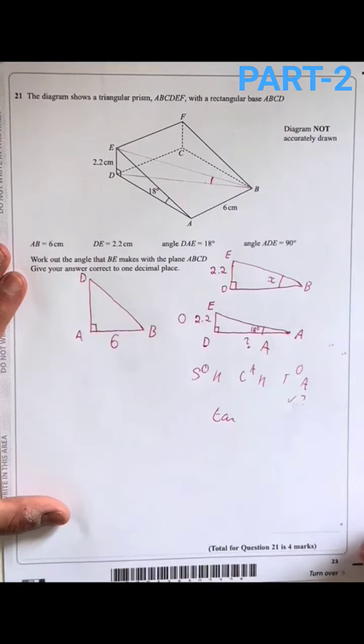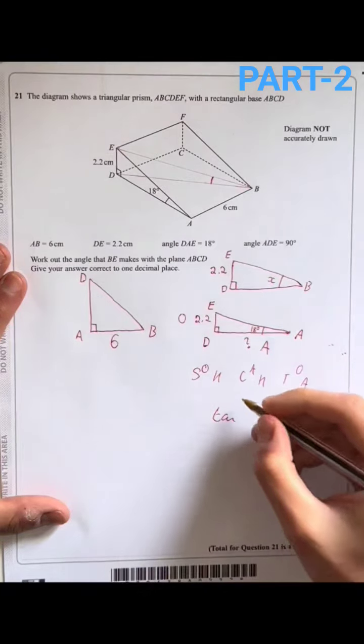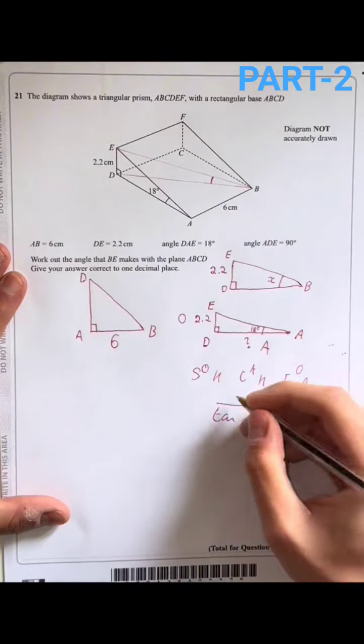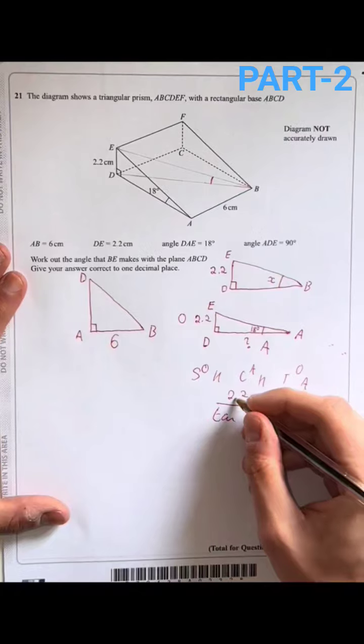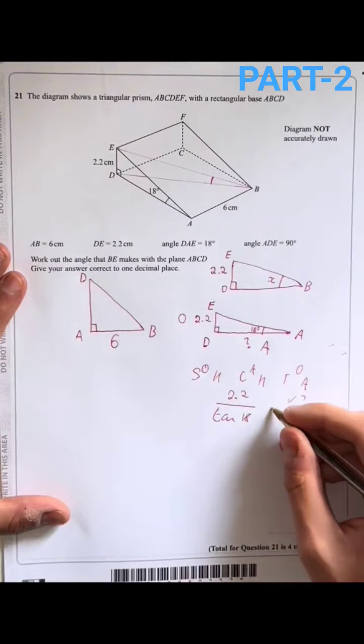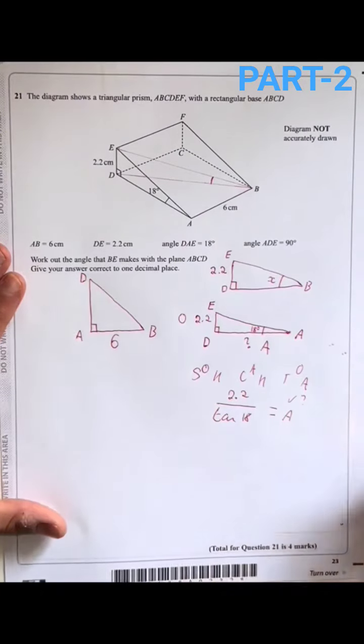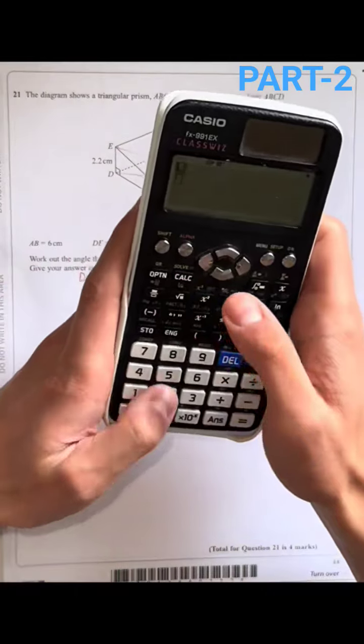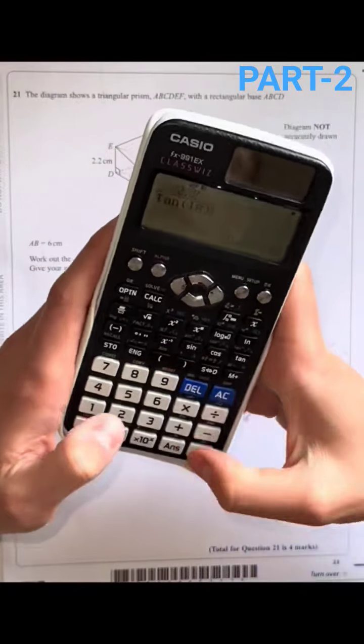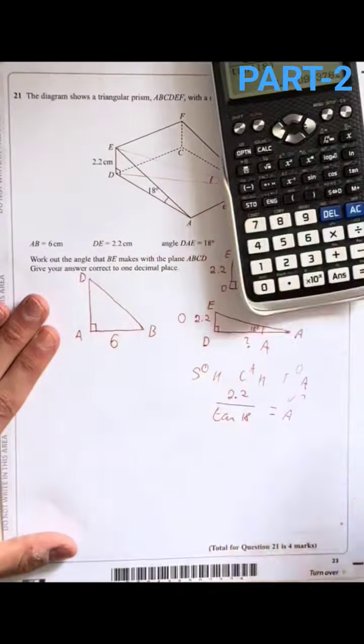So I can actually just jump ahead and write that down straight away. So we can say that, we'll write it like this. The opposite, which is 2.2, divided by tan of the angle of interest, which is 18, gives me my adjacent. So this just goes into my calculator, right? 2.2 divided by tan 18 gives me 6.77.